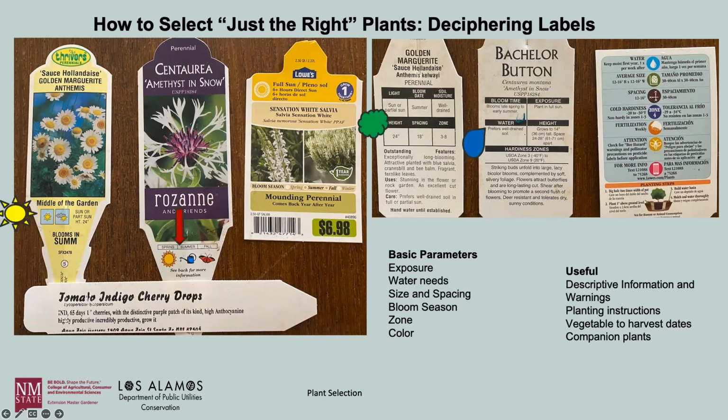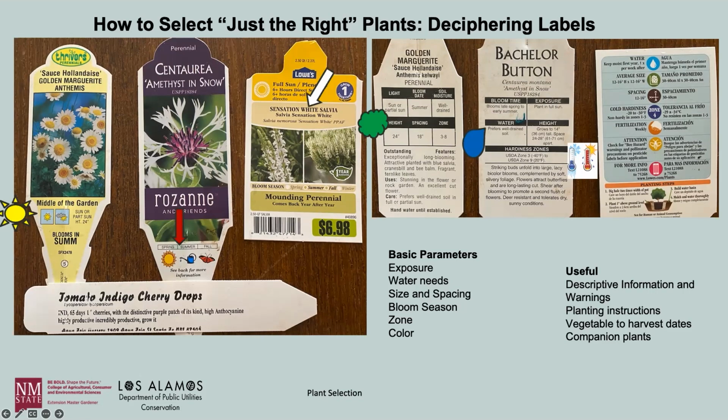It'll tell you what season it blooms. That's important if you want to bloom through the whole spring, summer, fall. You know, you might not want to have all spring blooming plants. It tells you what zone it is, so it'll tell you whether or not it tolerates the cold winters we have here. It'll tell you the color. Usually you can tell that from the picture, but I don't know. Sometimes they tell you that also.